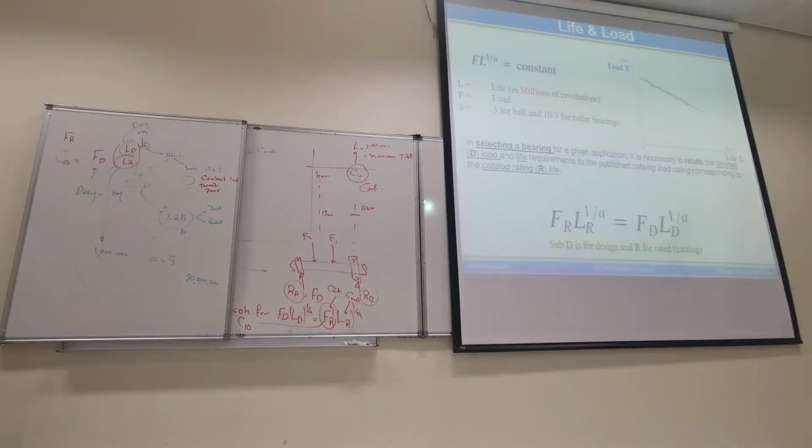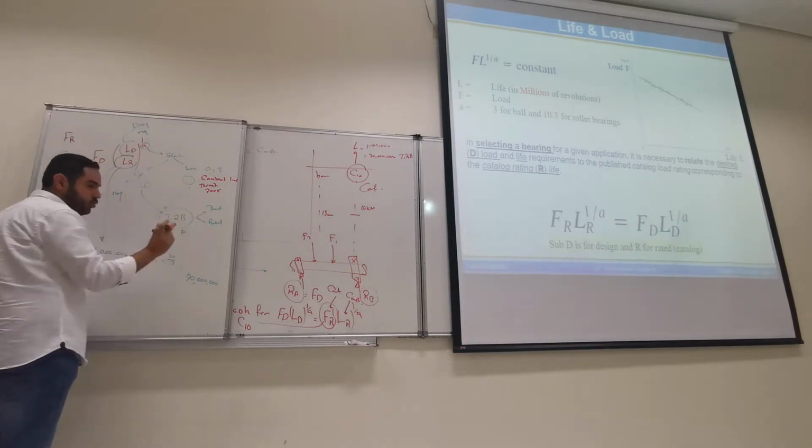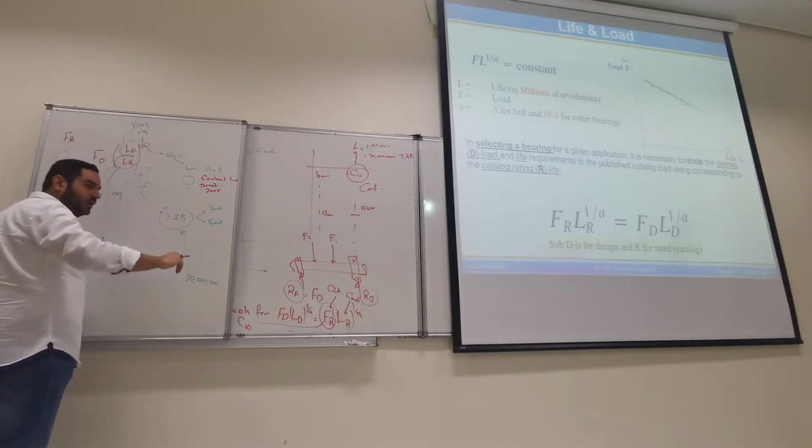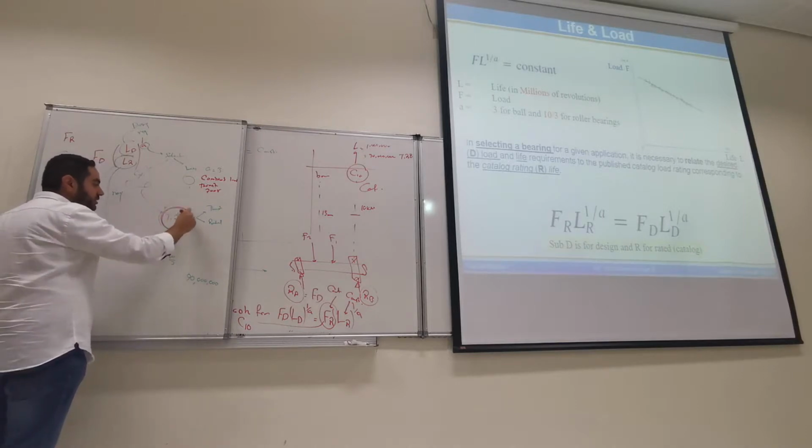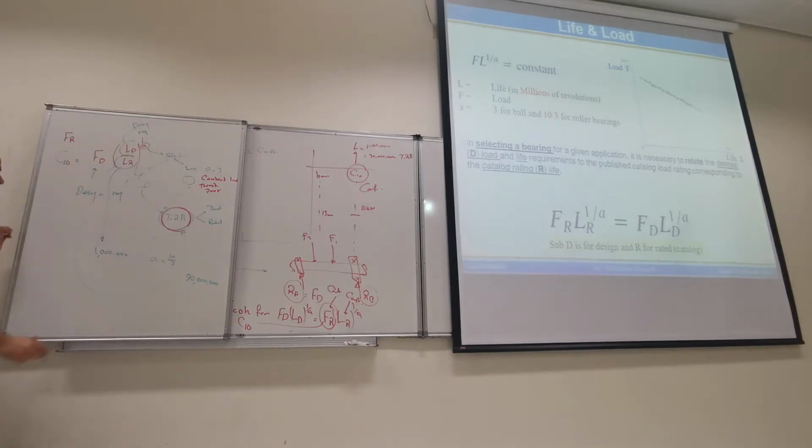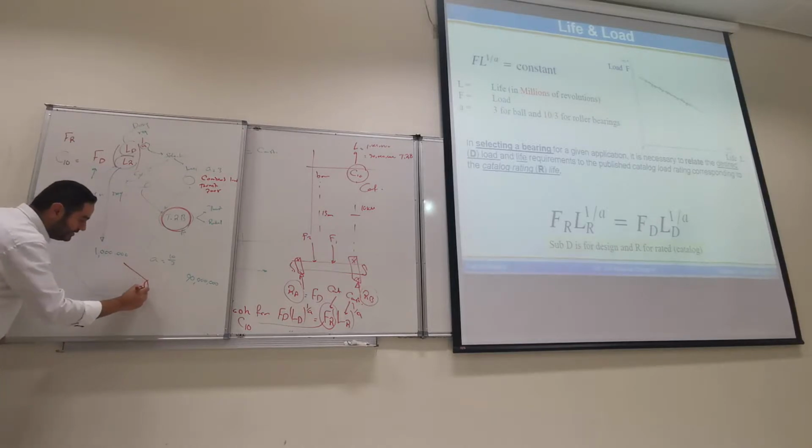A ball bearing cannot carry a high thrust load. For high thrust load, where you combine large radial load and large thrust load, you have to go with the tapered roller bearing. If you remember, we said that the tapered roller bearing has an inclined surface.